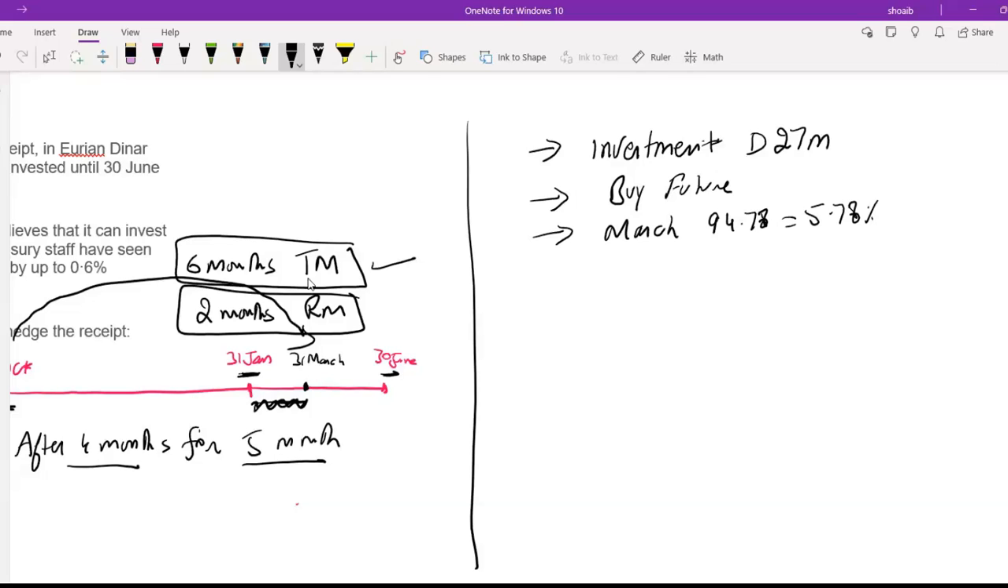Next, number of contracts. 27 million, 0.5 million is the contract size. Number of months of deposit 5 and 3. So what is the number of contracts? 90. Please confirm 90.